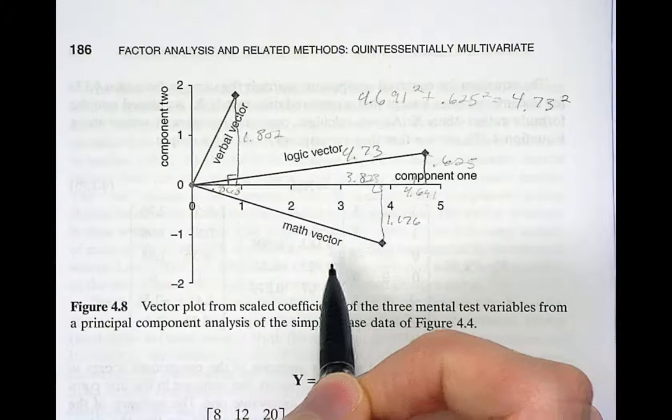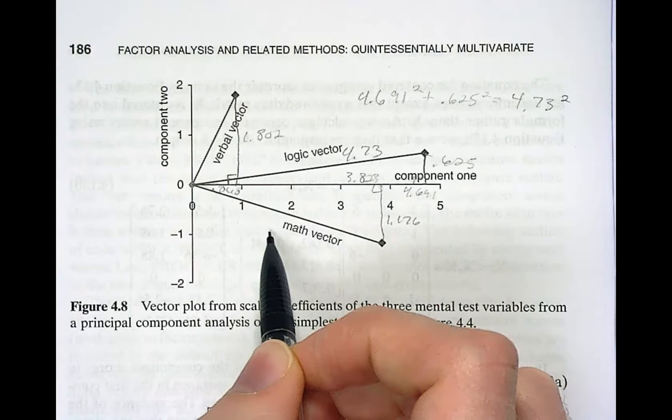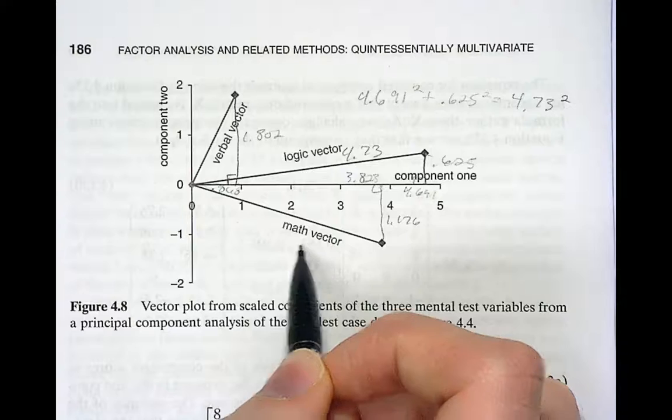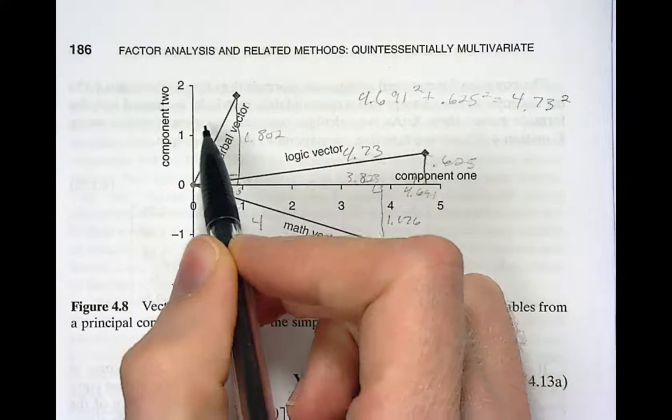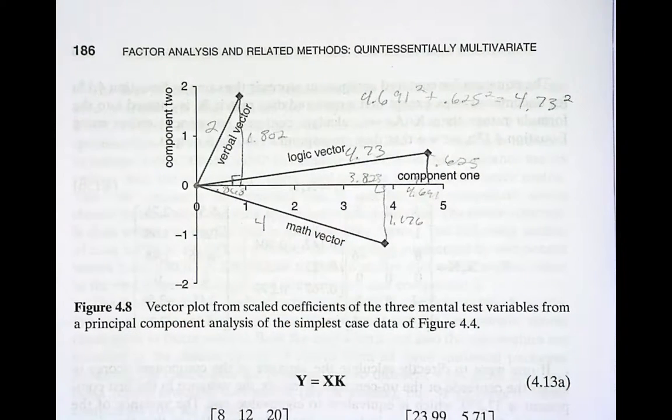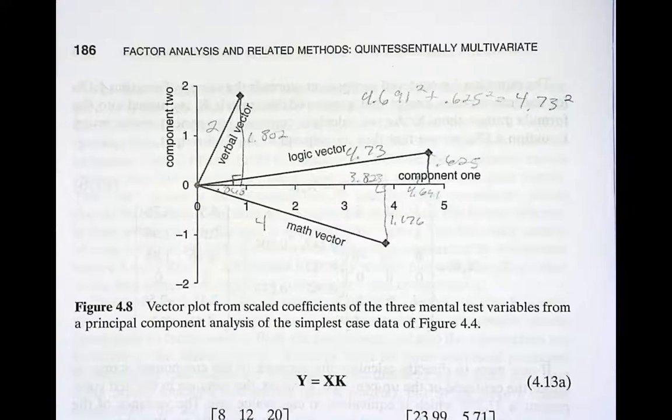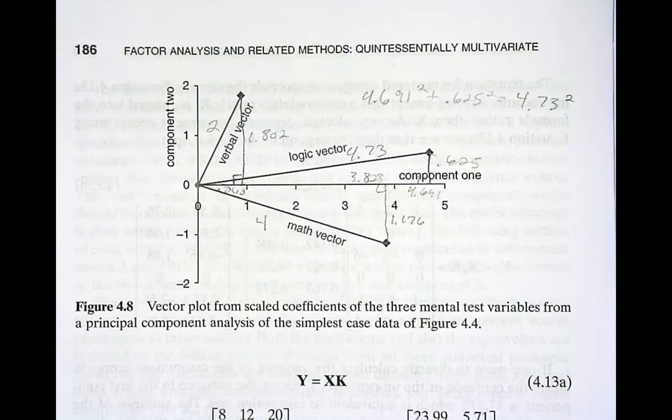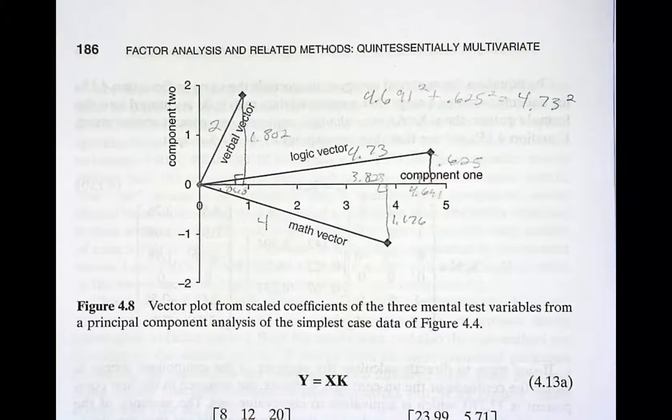If we do the same thing for math and verbal, the math comes out to be 4, and then the verbal comes out to be 2. You may notice that 2, 4, and 4.73 are in fact the standard deviations for each of the three variables. And we can calculate that another way.